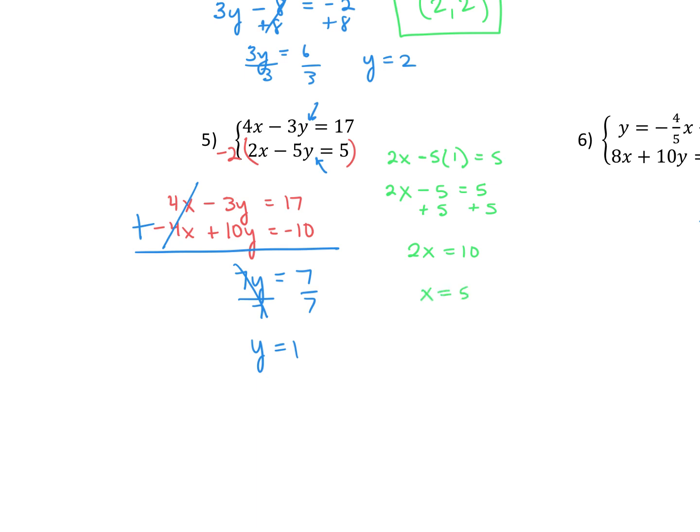So our final answer is the ordered pair. We got a 5 for the x and a 1 for the y. So that is the point where those two lines will cross.